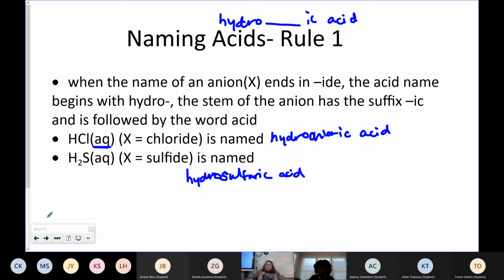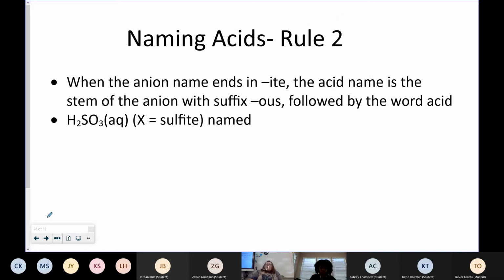Our next acid rule dealt with our other anion endings. These are going to be from our polyatomics. Whenever we have a polyatomic that ends in -ite, whenever we're naming it as an acid, there's no prefix. There's only a prefix on that first rule. So this is going to be the main part of the name, and then it's going to end in -ous acid. So no prefix unless it's that -ide rule.